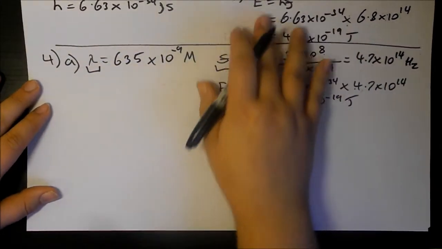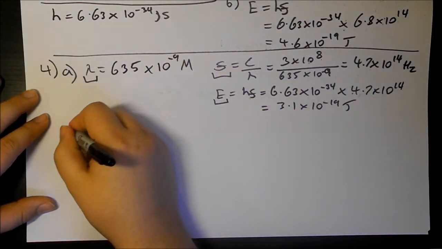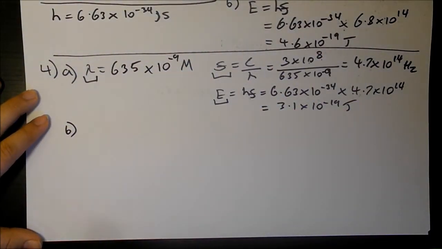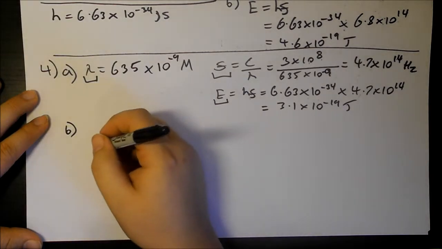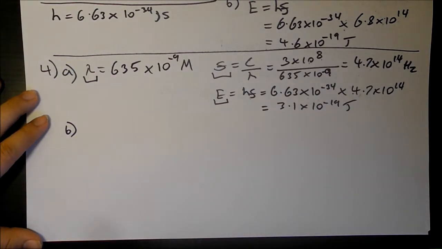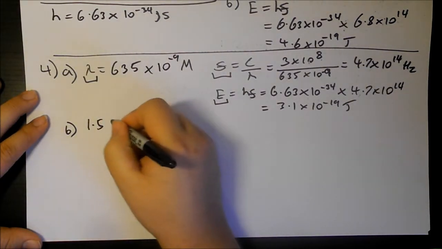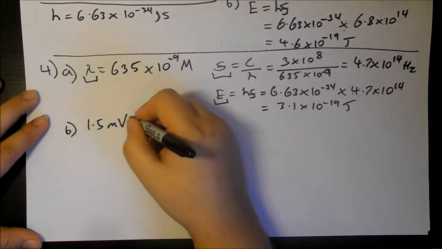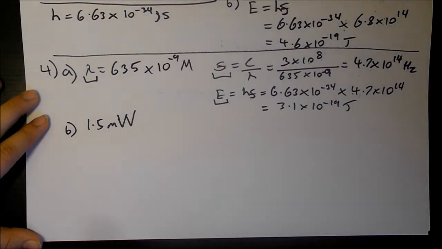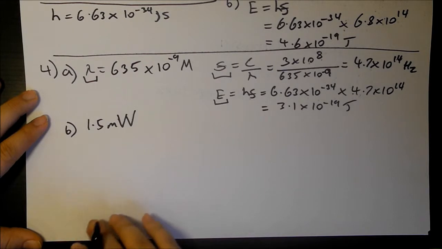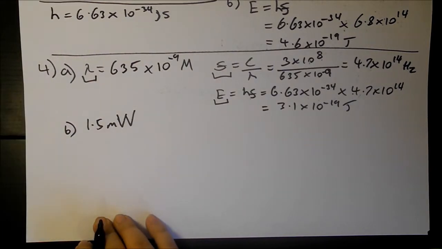Part B. A laser emits light of a wavelength 635 nanometers. So we're talking the same wavelength as above, so don't need to write anything down. In a beam of power 1.5 milliwatts. Calculate the number of photons emitted by the laser each second.